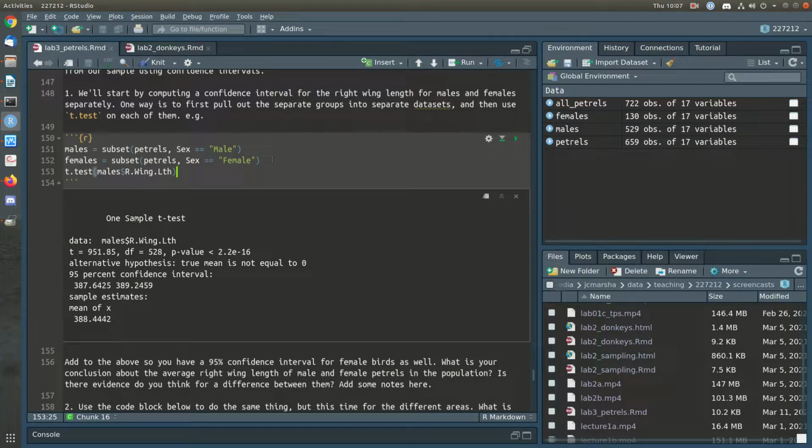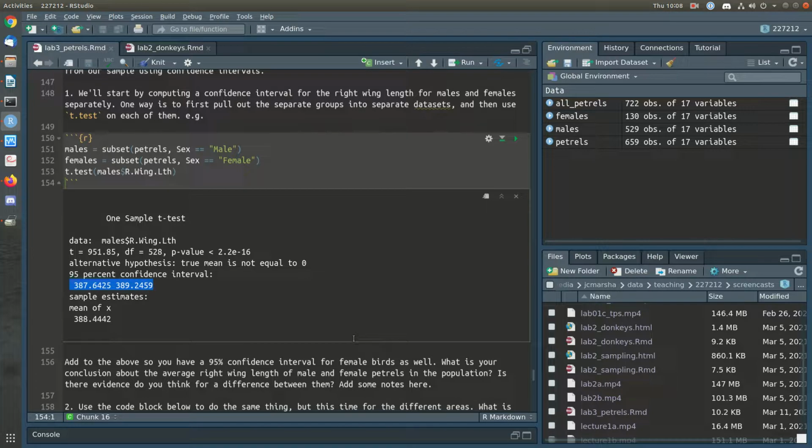And so the males is just the male birds, the females is just the female birds. As you can see, 130 plus 529 is 659, so we've subset the data out perfectly. And then we've used the t-test command in order to get a confidence interval for the male right wing lengths. So you remember that we read it from the bottom here. There's our sample mean, so that's the average of the males in our sample, 388.4, and then here is our corresponding uncertainty interval for the average in the population.